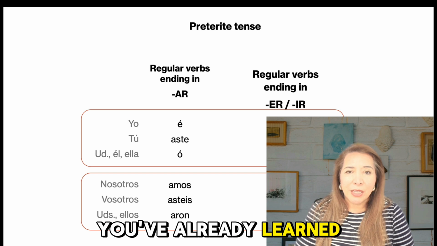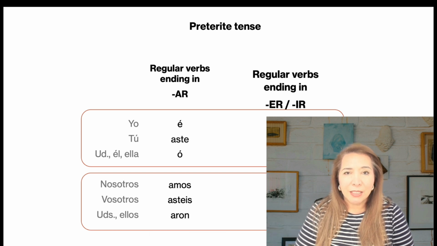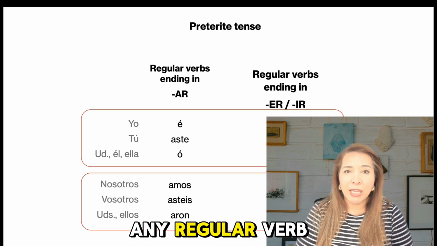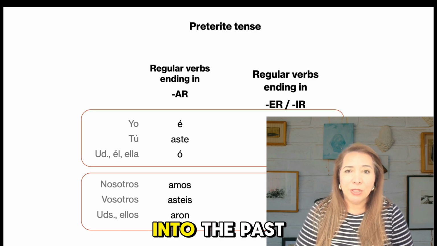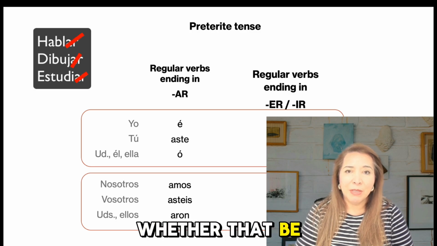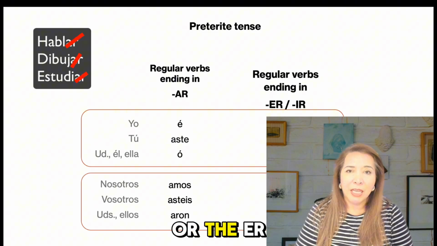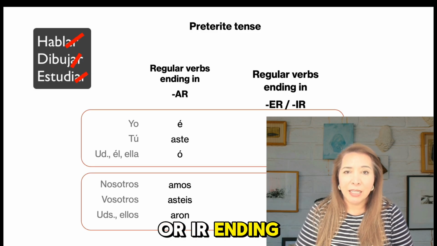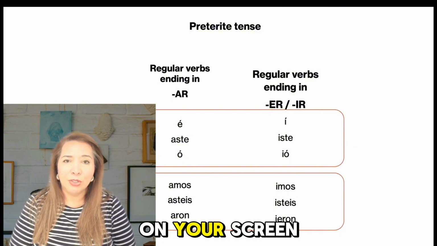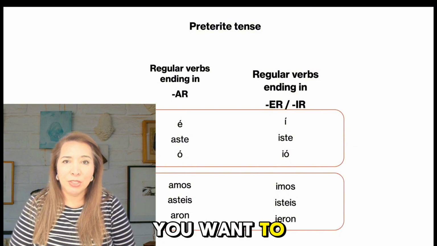You've already learned the preterite tense, so how to transform any regular verb into the past. And so for that, as you know, you need to remove the ending, whether that be the AR ending or the ER or IR ending, and then add any of these endings that you see on your screen, depending on what you want to say.